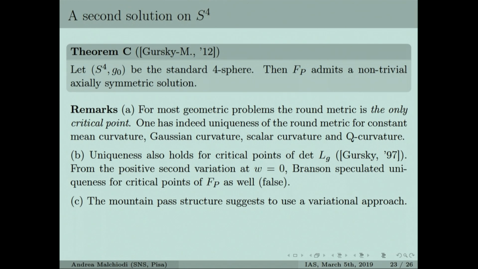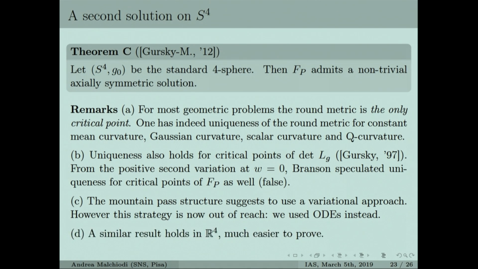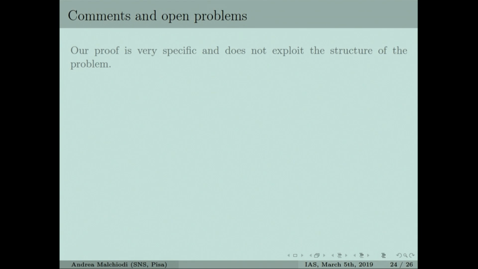But in general you might expect to be able to attack the problem variationally. You have a mountain pass structure, and you would like to use variational approaches, but we tried very hard and always failed. We don't have any clue about how to control Palais-Smale sequences or approximate solutions. No idea whatsoever. And you can also find a non-trivial solution on R4 with a much easier equation, because on the sphere there is also an exponential term, but on R4 the equation is homogeneous, so it's much easier to study. So I conclude just with some open problems.